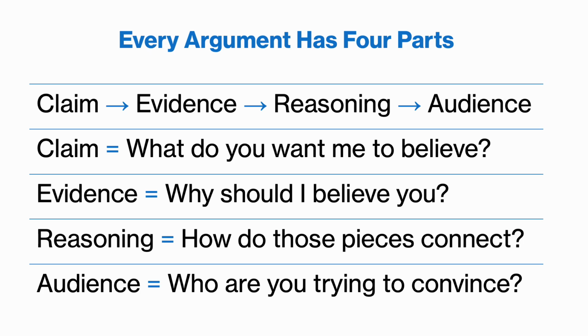Every argument has four parts: claim, evidence, reasoning, and audience. The claim is what you want me to believe. The evidence is, why should I believe you? The reasoning is, how do these pieces connect? And the audience is the person or people or group that you are trying to convince.